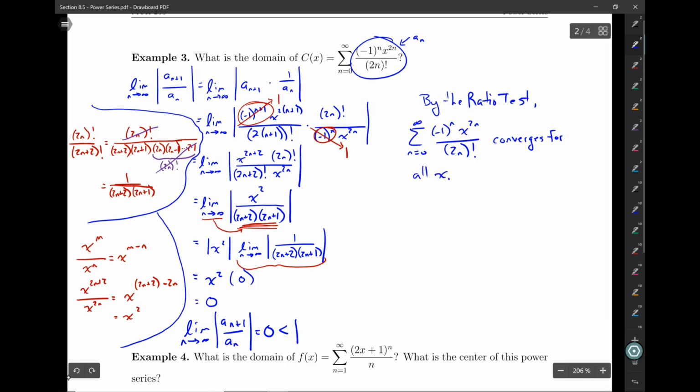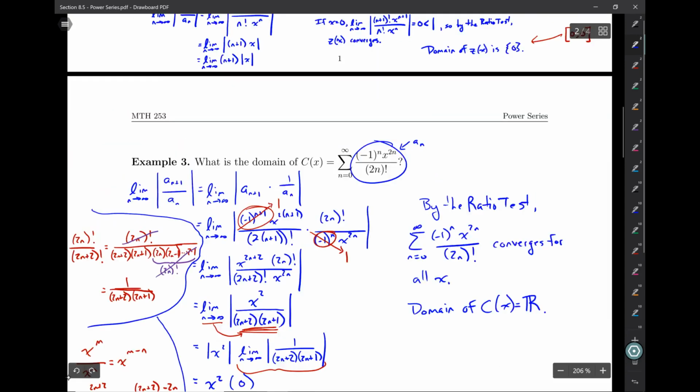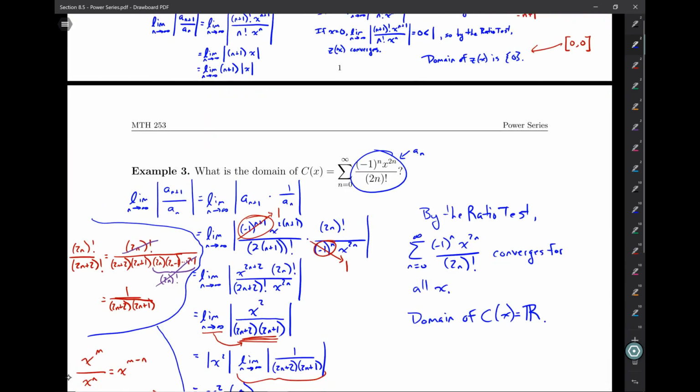Well, what does this mean about the domain? This says that it doesn't matter what x is. X can be anything it wants. So the domain of our function c of x is actually all real numbers. Even though it's not asked for, we'll just note that all real numbers, just like up here with the 0, can absolutely be represented as an interval. It is the interval from negative infinity to positive infinity.